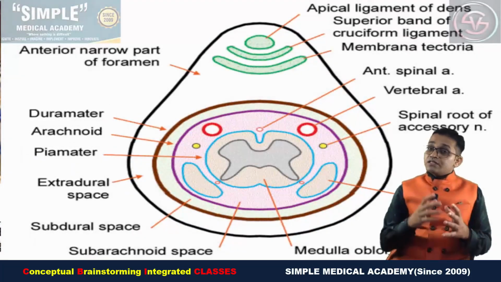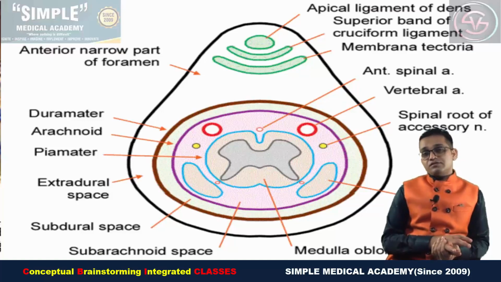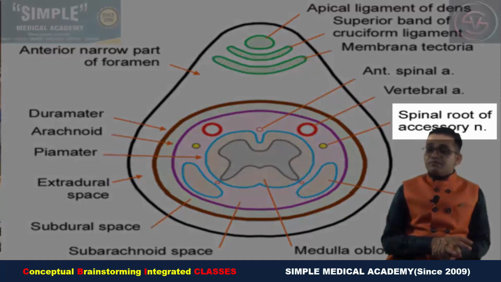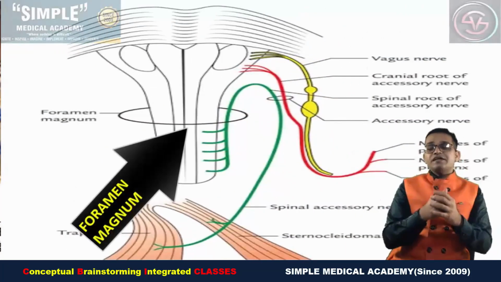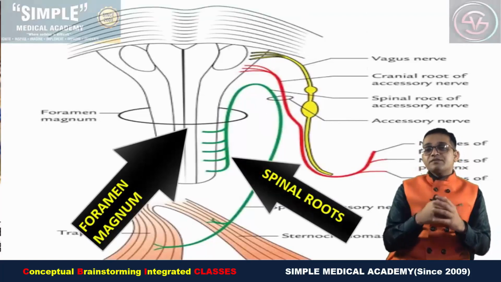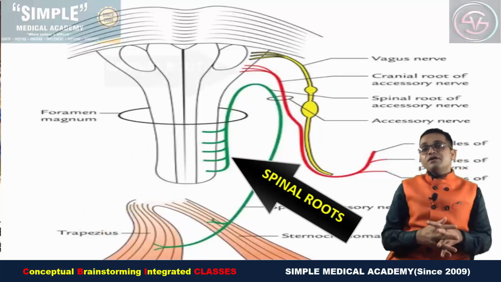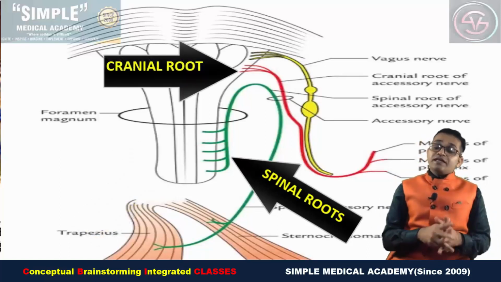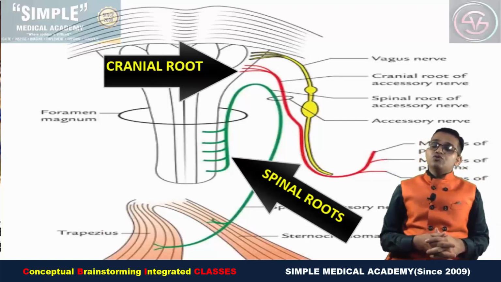Now see that the spinal accessory nerve has two roots, okay, the cranial root and the spinal root. The spinal root of the accessory nerve passes through this foramen magnum into the cranial cavity because these rootlets come from the upper spinal cord segments C1 to C5, then ascend upward, then meet with the cranial root. Then the cranial root and spinal root again pass through the jugular foramen.